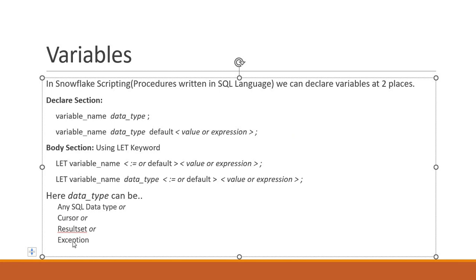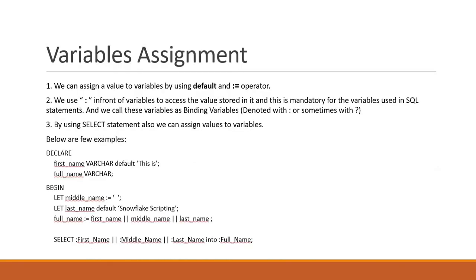While explaining the declaration block, I told you about these. These are also data types, and we'll discuss these data types or concepts in later sessions. I hope you understood how we can declare variables in Snowflake scripting. Now let's see how we can assign values to these variables.